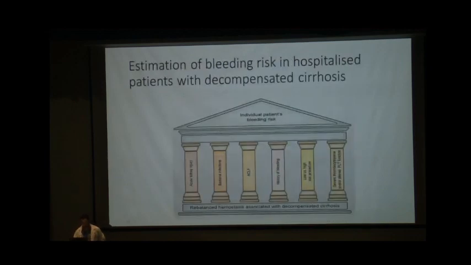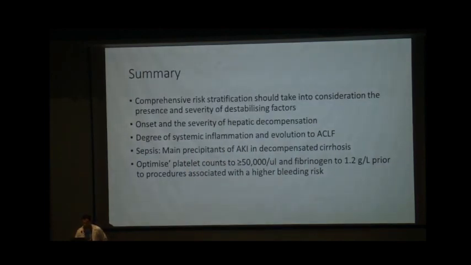So we have to basically stratify the patient with decompensated cirrhosis on the presence of acute kidney injury, bleeding, bacterial infection, acute decompensation progressing to ACLF, prior history of bleeding, whether the patient is undergoing a low or high risk procedure, presence of thrombocytopenia or platelet dysfunction, and assessing the rebalanced hemostasis in decompensated cirrhosis, and assessing the bleeding risk in individual patients.